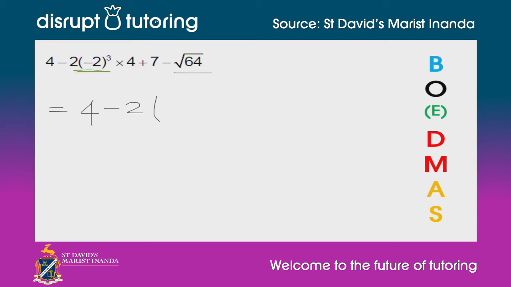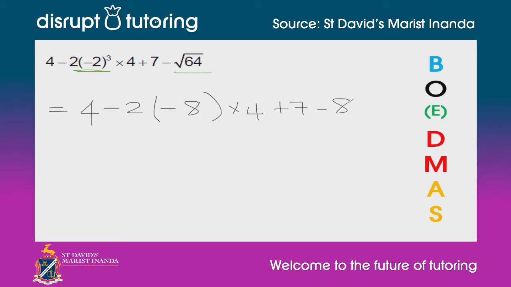Okay, so -2 cubed is going to be -2 times -2 times -2. So minus and a minus is a plus, times another minus, which keeps it a minus. 2 times 2 is 4, times 2, which is 8. And then we've got a times 4 plus 7 minus, and we're going to simplify that square root of 64. 8 times 8 is 64, therefore the square root of 64 must be 8. And that deals with all of our exponents. We don't have any more exponents to do.